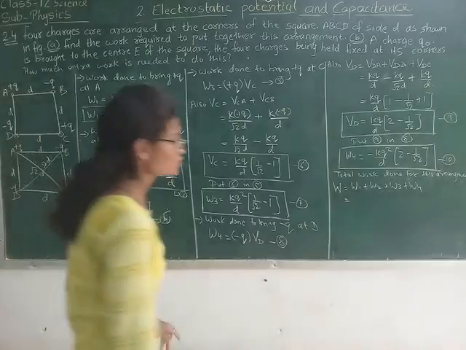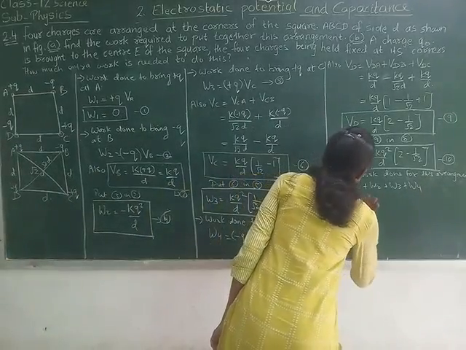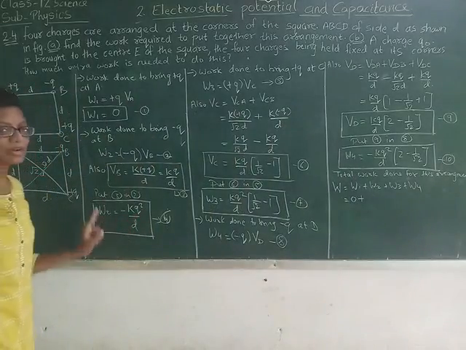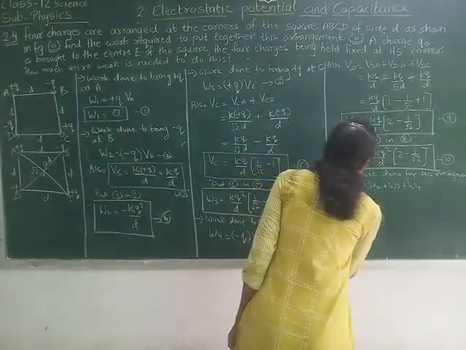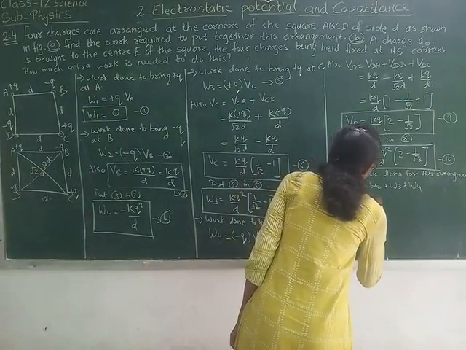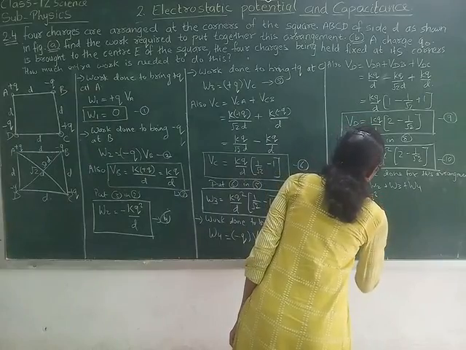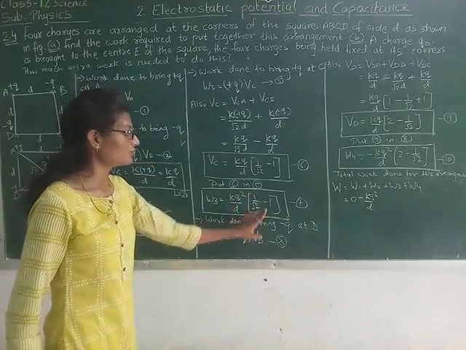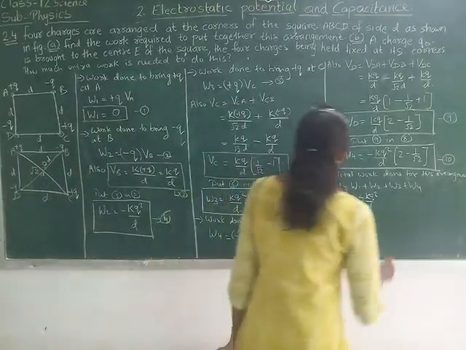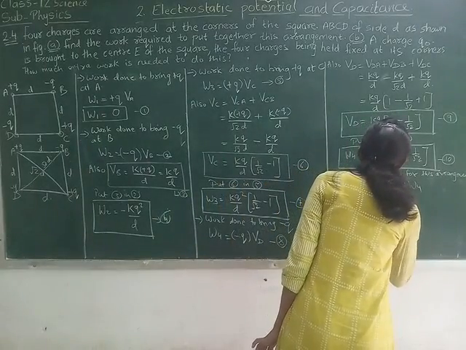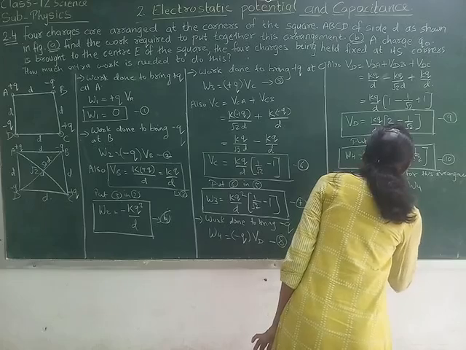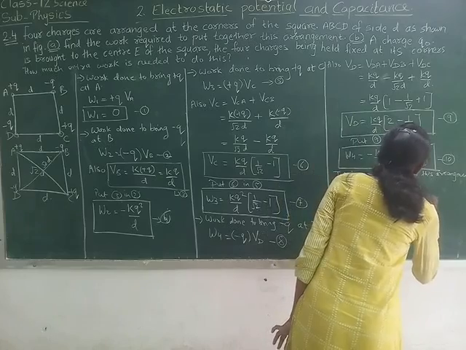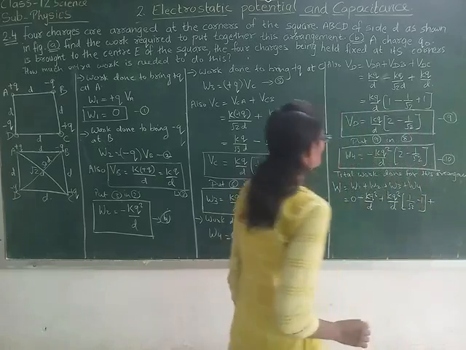Here W1 is equals to 0 plus W2, here it is minus KQ square by D. Plus minus becomes minus, it is minus KQ square by D. What is W3? KQ square by D into 1 by root 2 minus 1. So that is plus KQ square by D in bracket 1 by root 2 minus 1. Now what is W4?